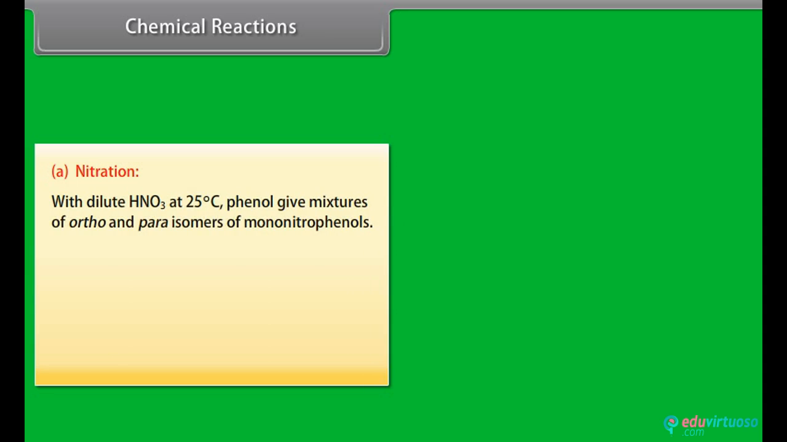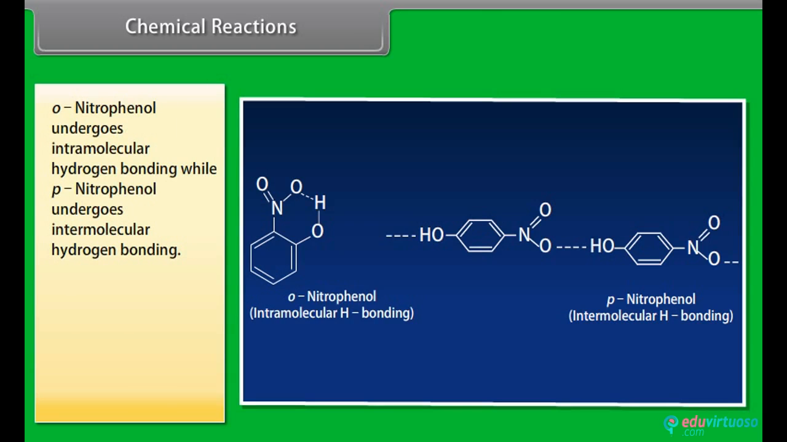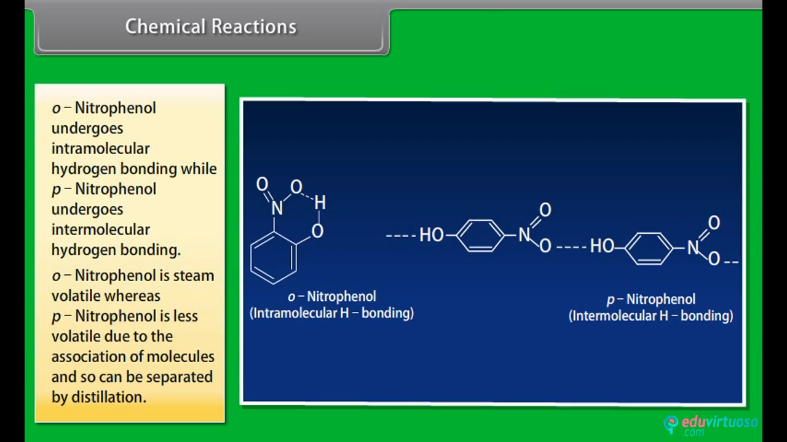Nitration. With dilute nitric acid at 25 degrees Celsius, phenol gives a mixture of ortho and para isomers of mononitrophenols. On adding dilute nitric acid to phenol at 25 degrees Celsius, it forms ortho-nitrophenol and para-nitrophenol. Ortho-nitrophenol undergoes intramolecular hydrogen bonding, while para-nitrophenol undergoes intermolecular hydrogen bonding. Ortho-nitrophenol is steam volatile, whereas para-nitrophenol is less volatile due to the association of molecules and so can be separated by distillation.